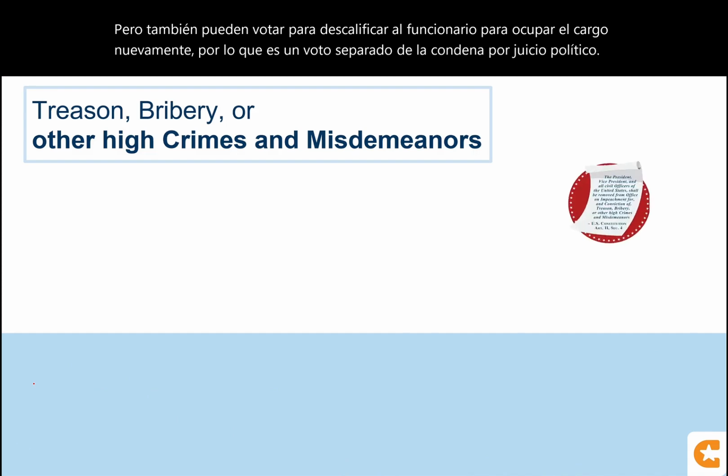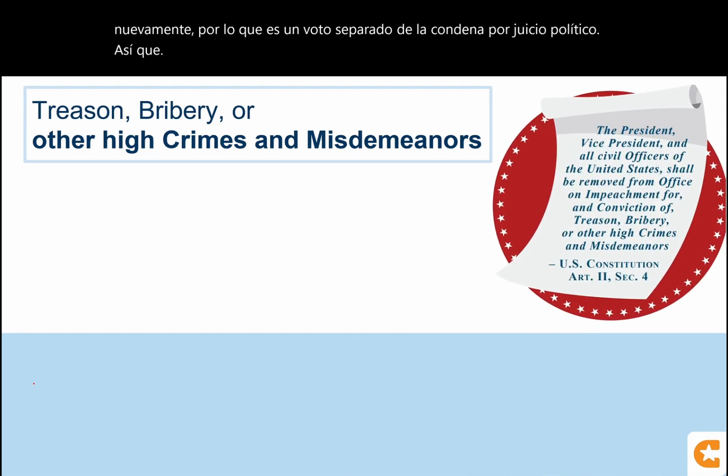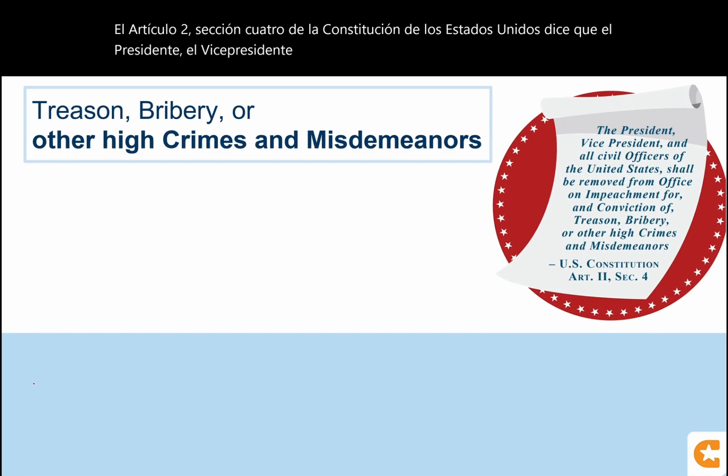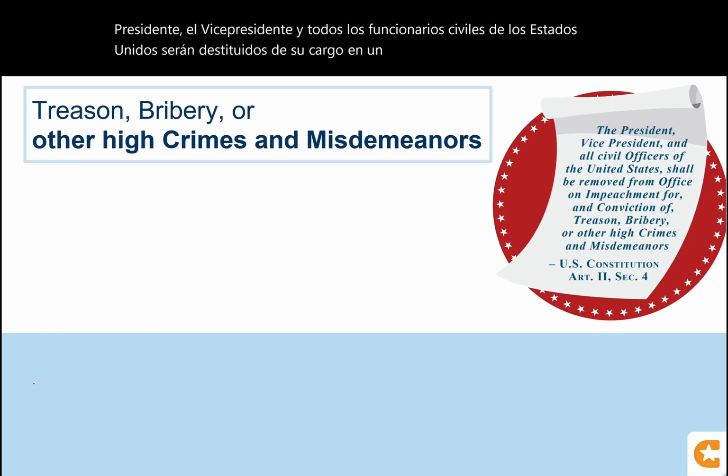So, Article 2, Section 4 of the U.S. Constitution says the President, Vice President, and all civil officers of the United States shall be removed from office on impeachment for and conviction of treason, bribery, and other high crimes and misdemeanors.